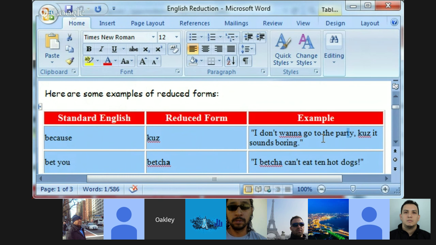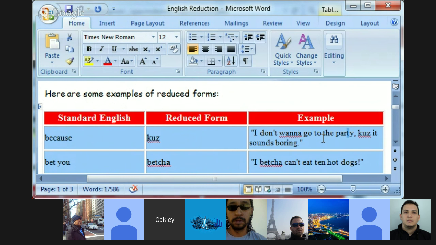Okay. That's amazing. Yeah, it's amazing. Well, yeah, it sounds amazing. You are amazing. You have reduced a lot. I told you. Yes, there's a lot of reductions in this simple sentence here. I don't want to go to the party because it sounds boring.